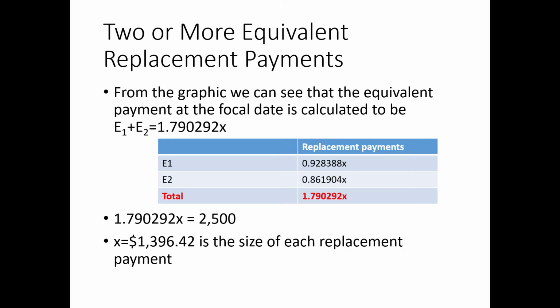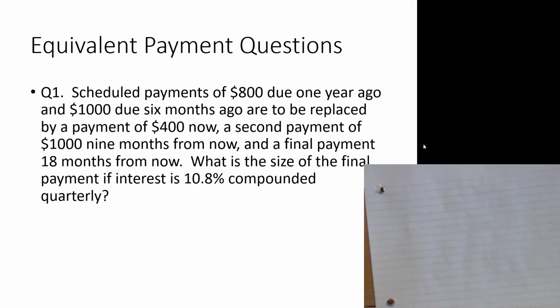Equivalent payment practice. Okay, so question 1. We got a bunch of scheduled payments. $800 due 1 year ago, $1,000 due 6 months ago. So clearly this client is in arrears. To be replaced by a payment of $400 now, a second payment of $1,000 9 months from now, and a final payment 18 months from now. So what is the size of the final payment if the interest is 10.8% compounded quarterly?